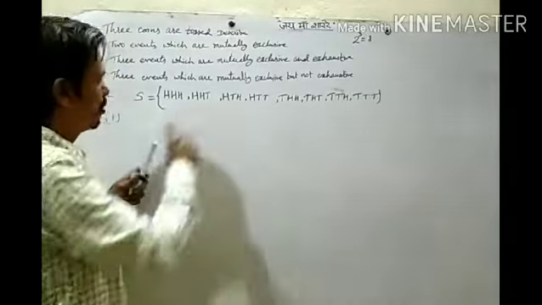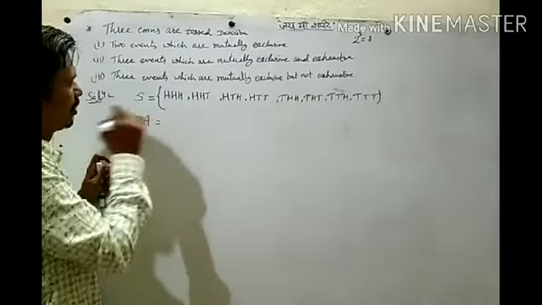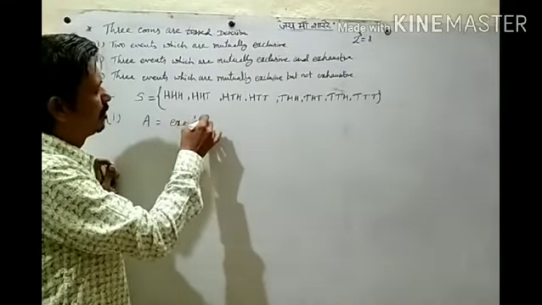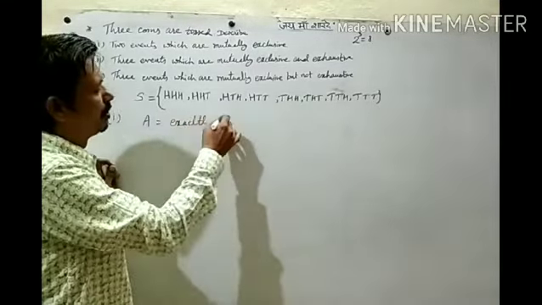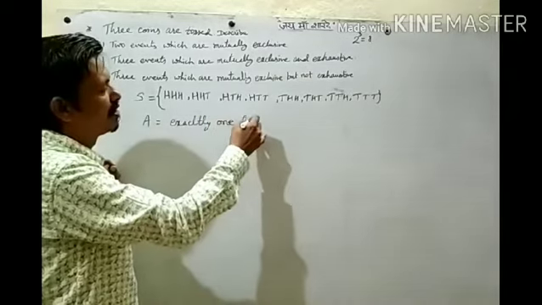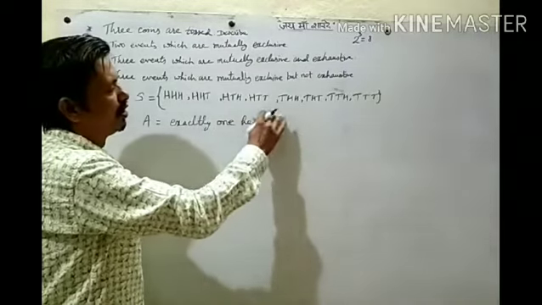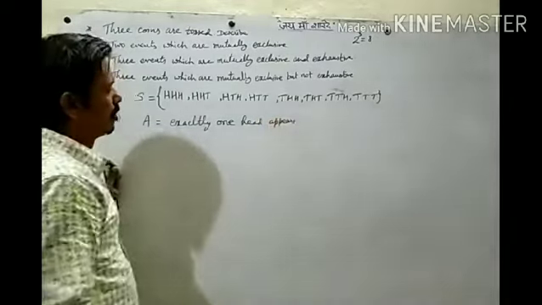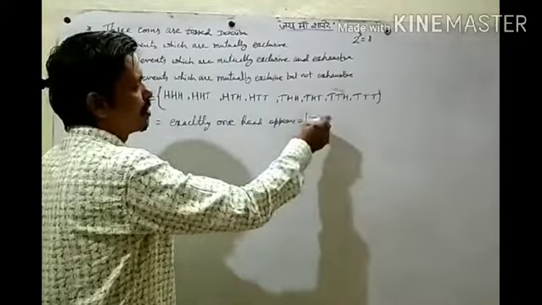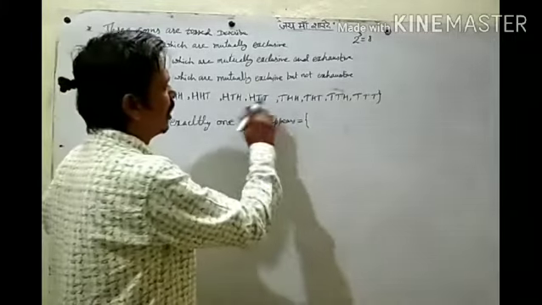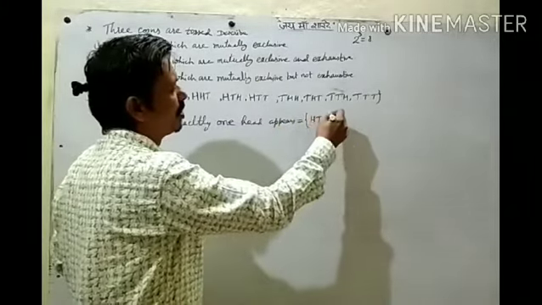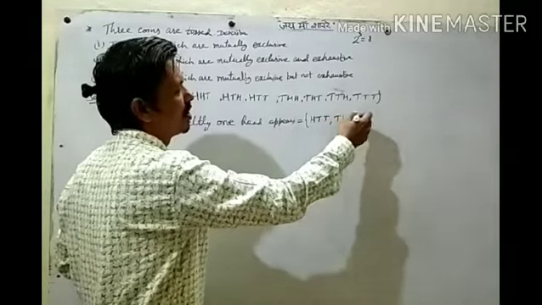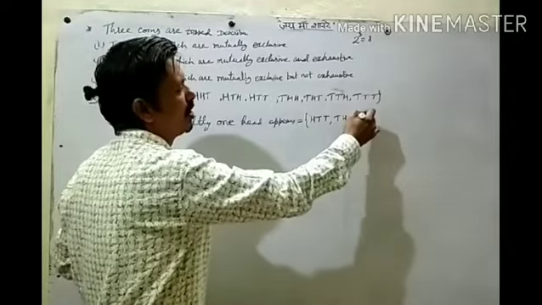So write 2 events. Event A: exactly 1 head appears. Means what will come in this? Only 1 head. So H, T, T, or the head can be in second place, T, H, T, or T, T, H.